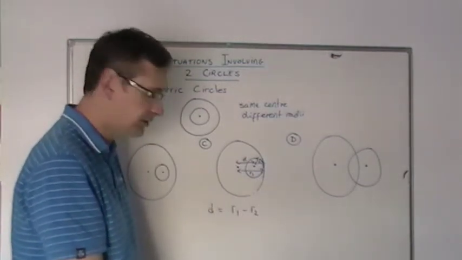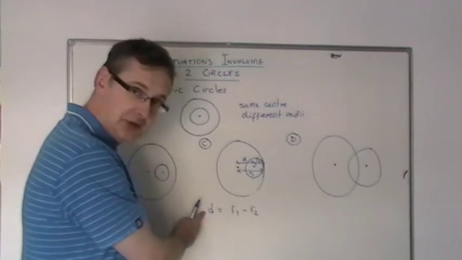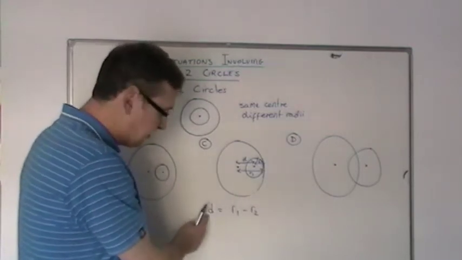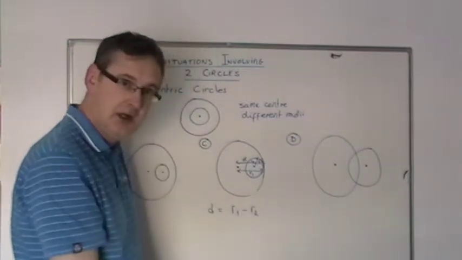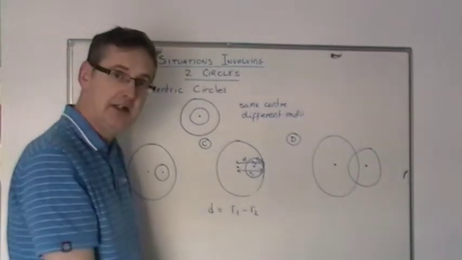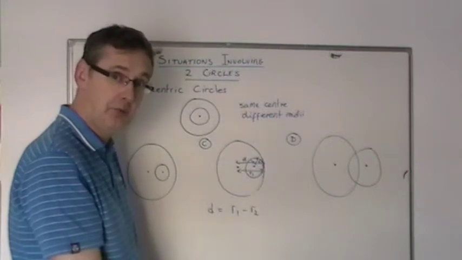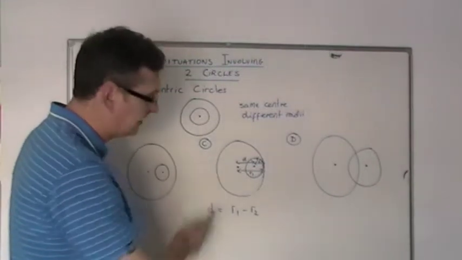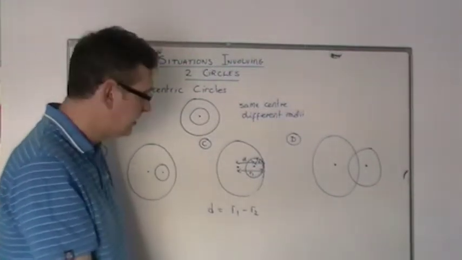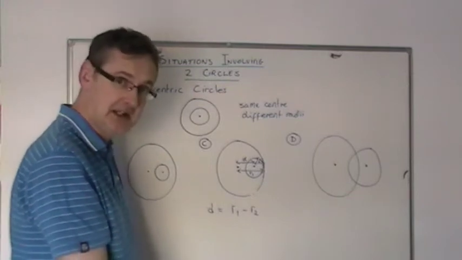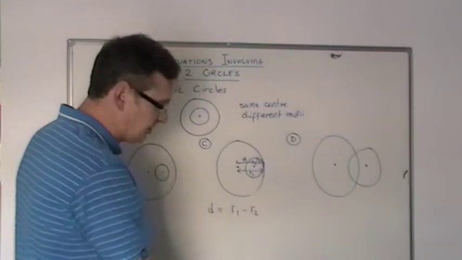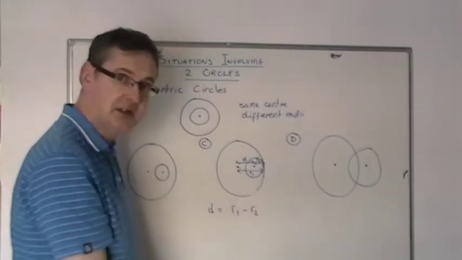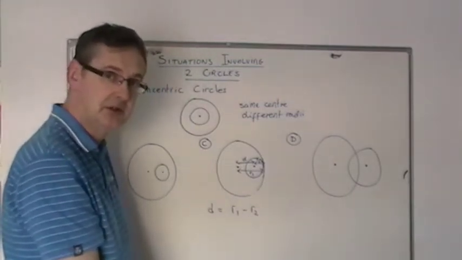between those two centre points, so you work out D separately, and if you find that the D value is equal to R1 take away R2, then you have that situation, and you have the two circles intersecting at one point internally, like that. Okay, so that's the test of intersecting circles at one point internally. R1 minus R2 must be the same as the distance D between the two centre points.